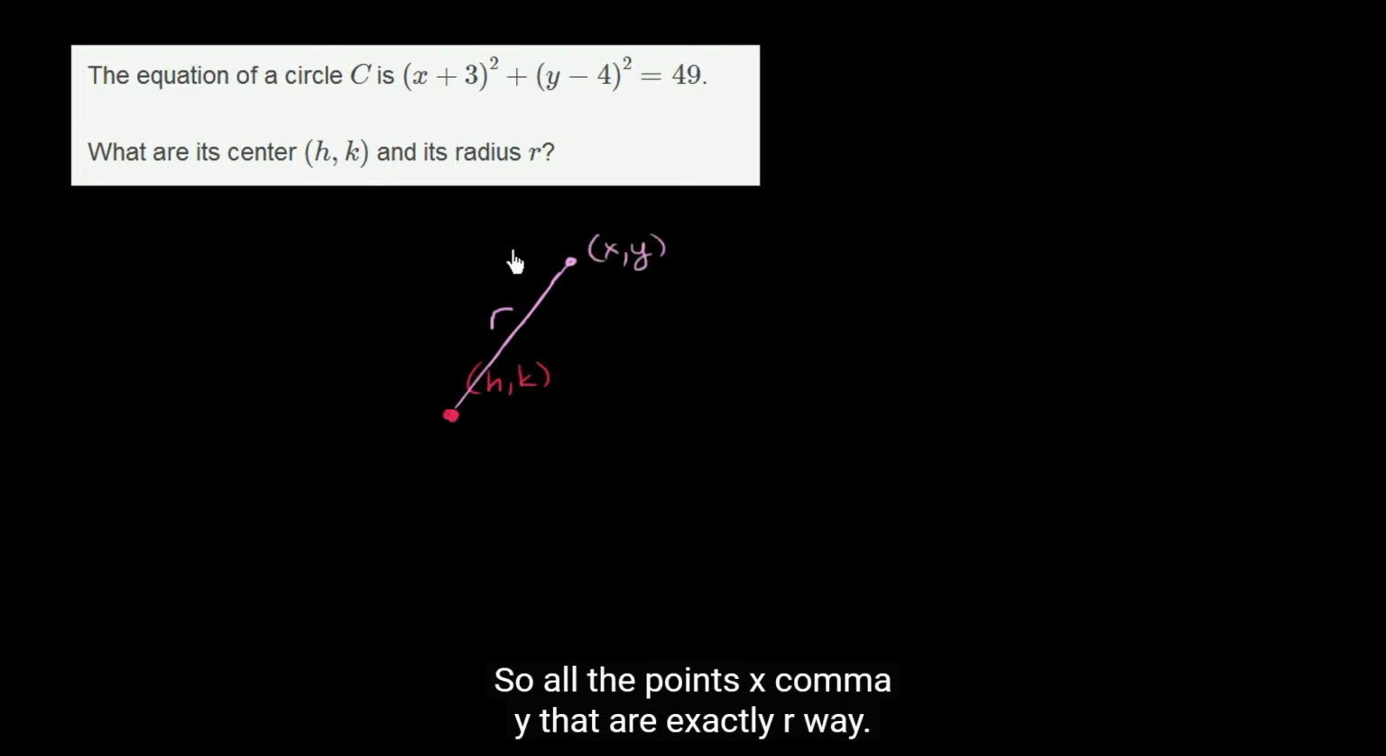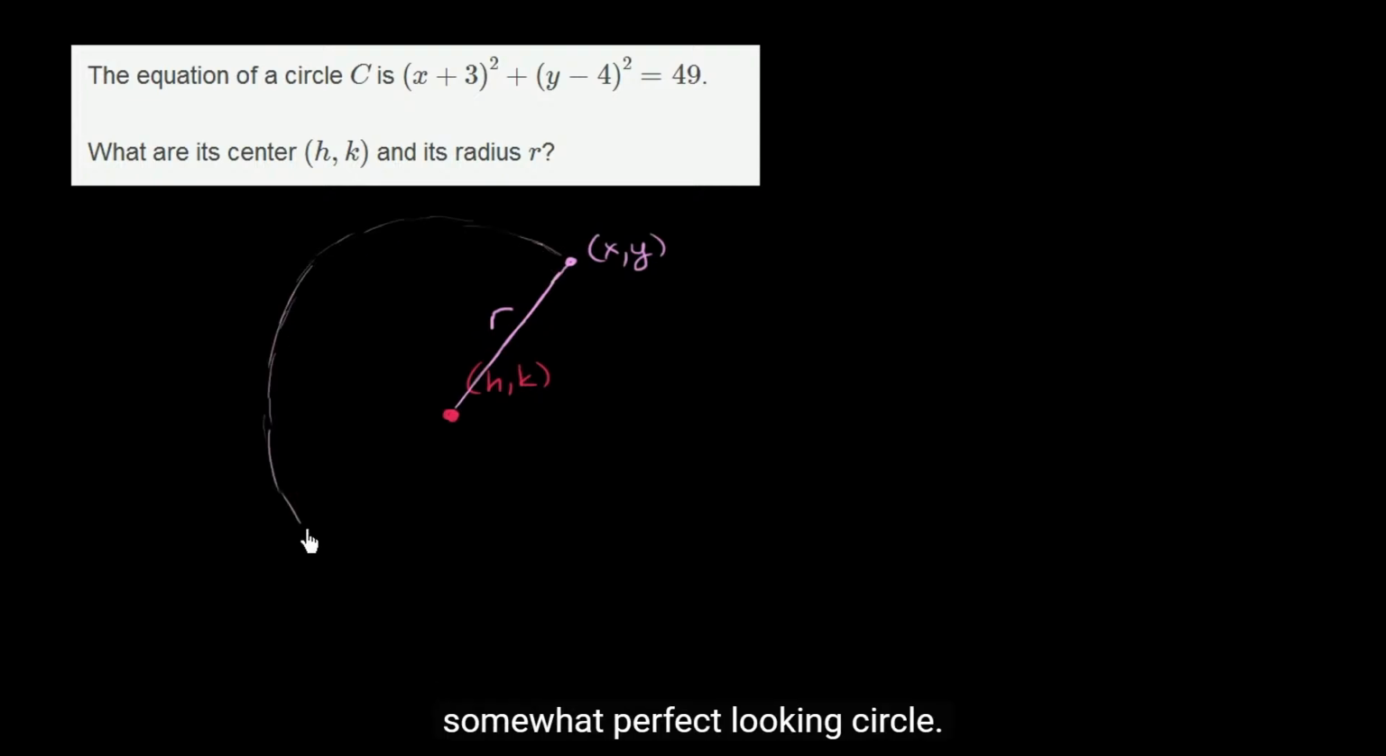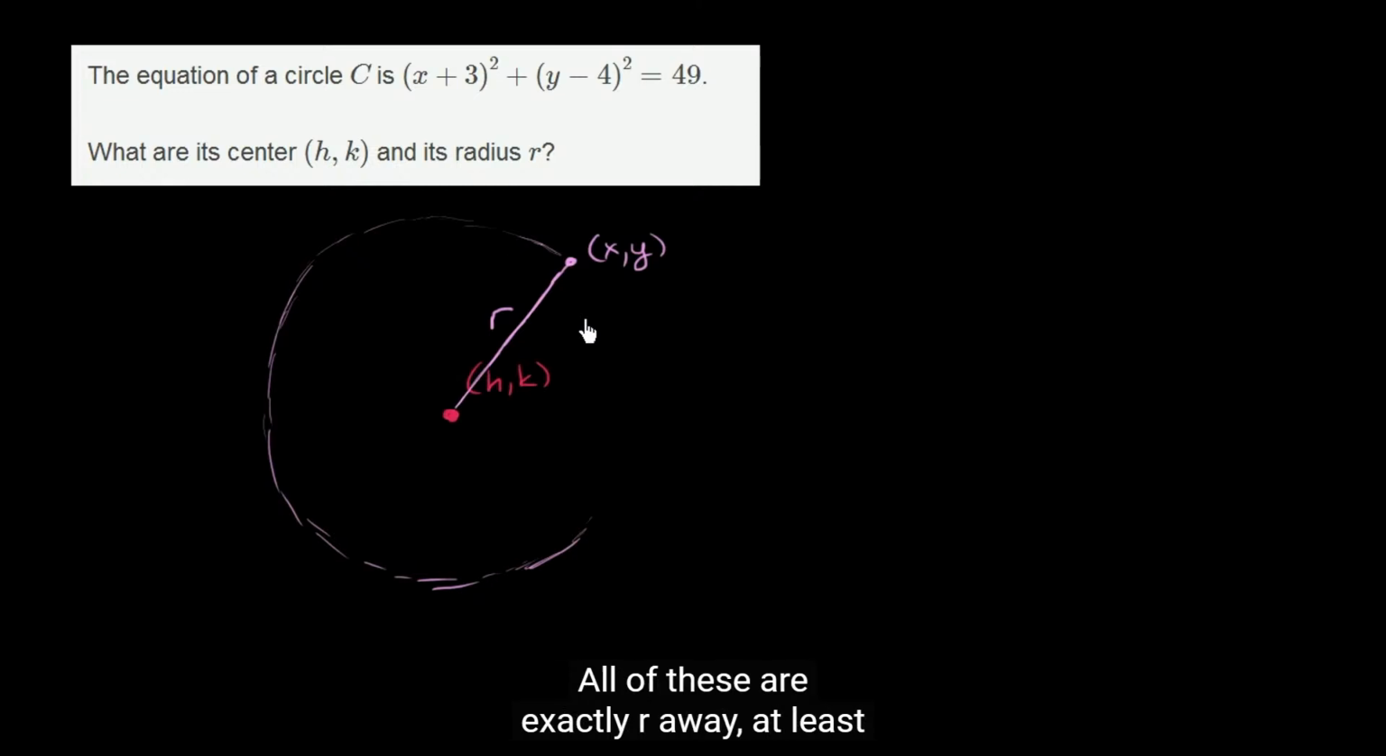So all the points (x, y) that are exactly r away. And so you can imagine you could rotate around, and all of these points are going to be exactly r away. And I'm going to try my best to draw at least a somewhat perfect looking circle. I won't be able to do a perfect job of it, but you get a sense. All of these are exactly r away, at least if I were to draw it properly.